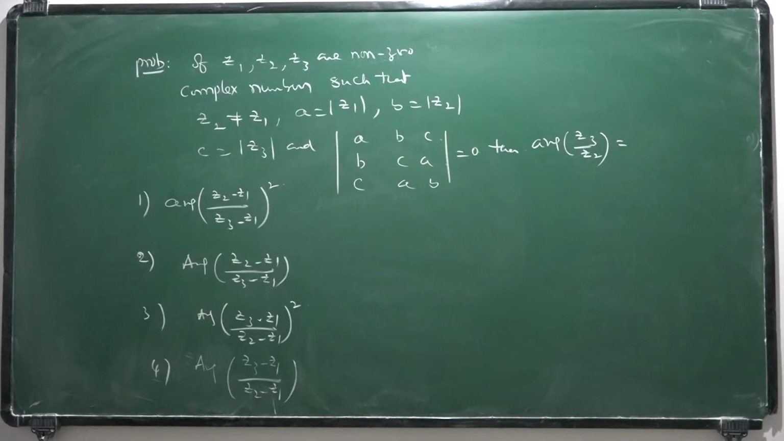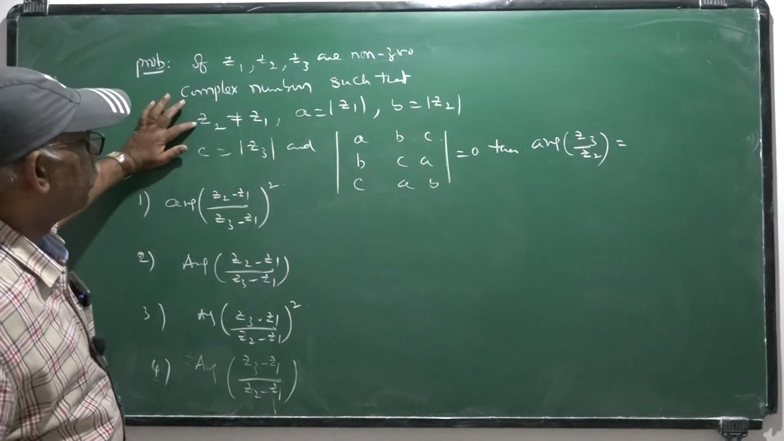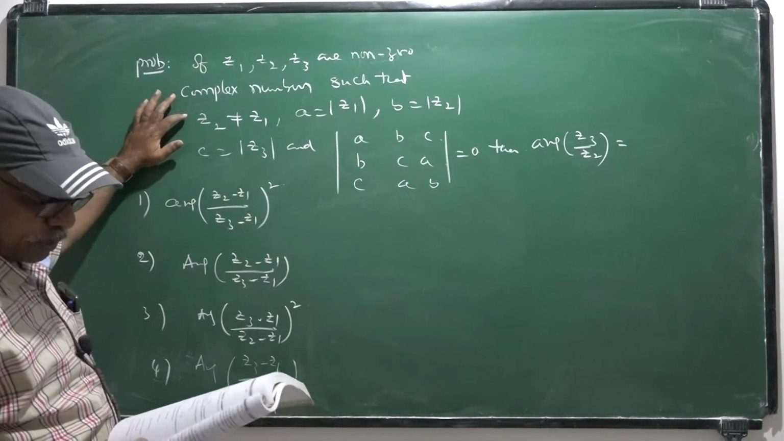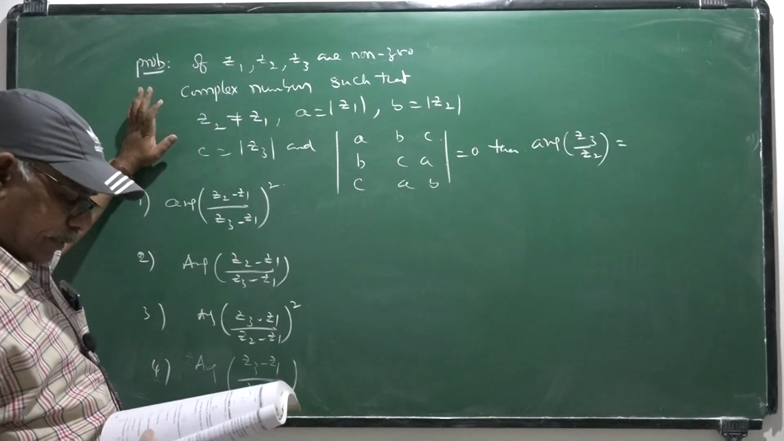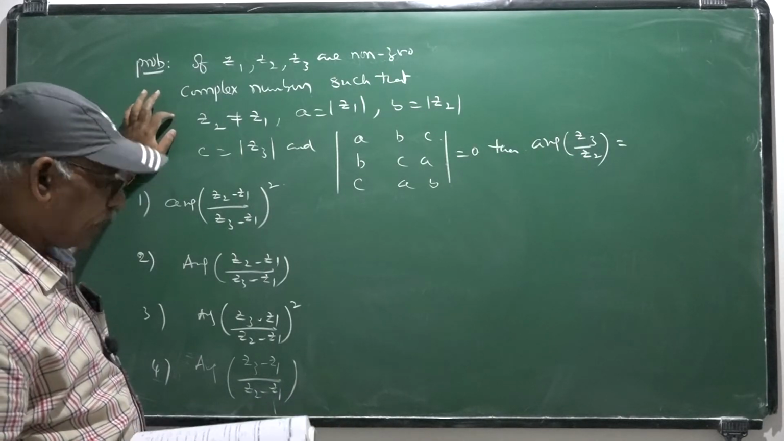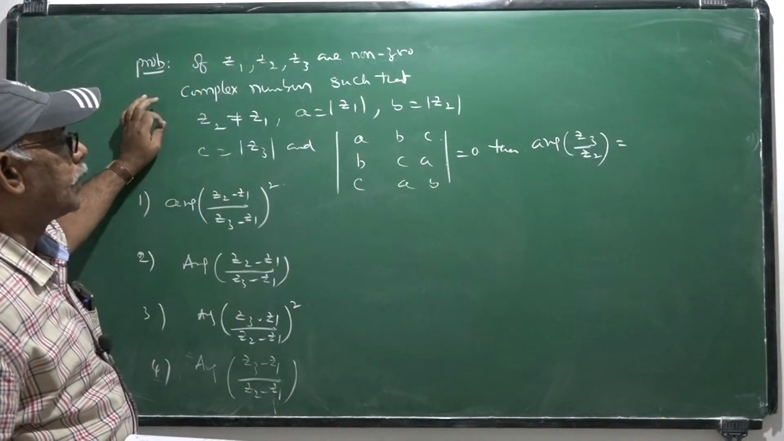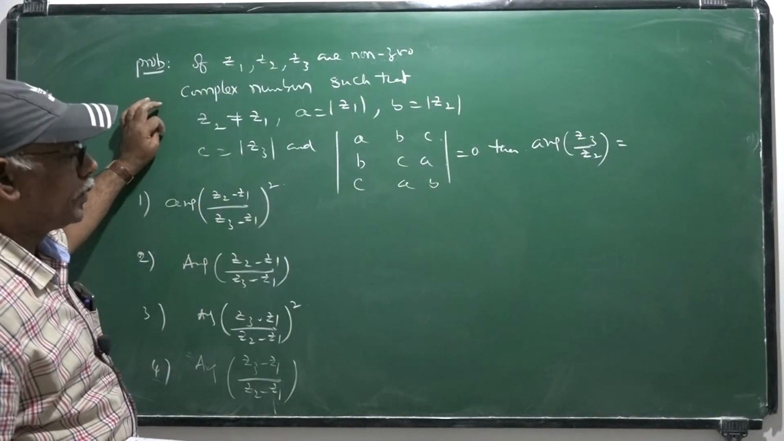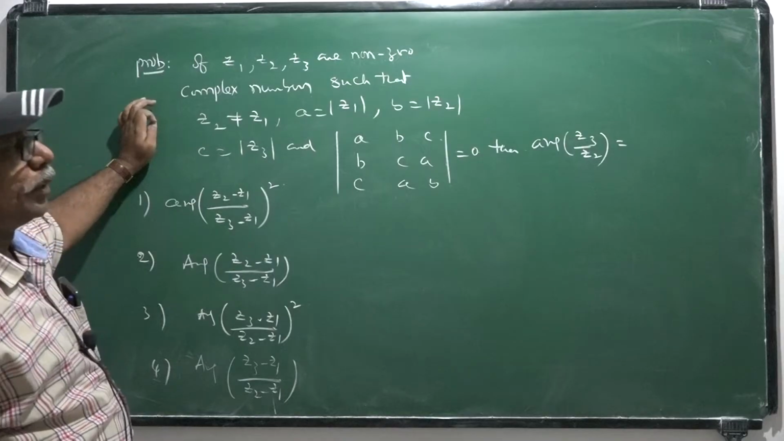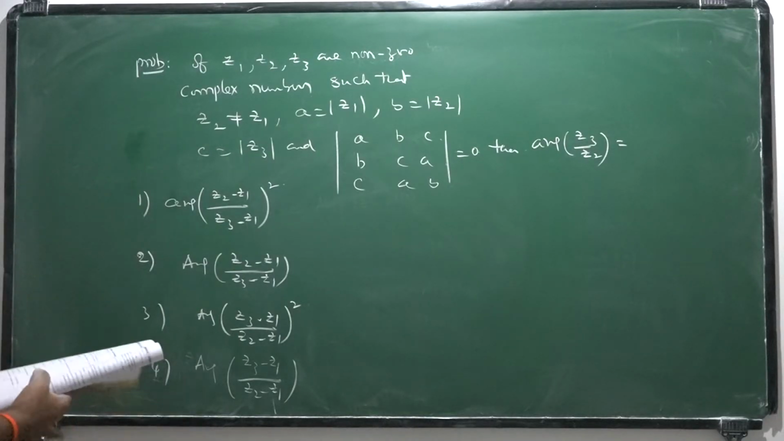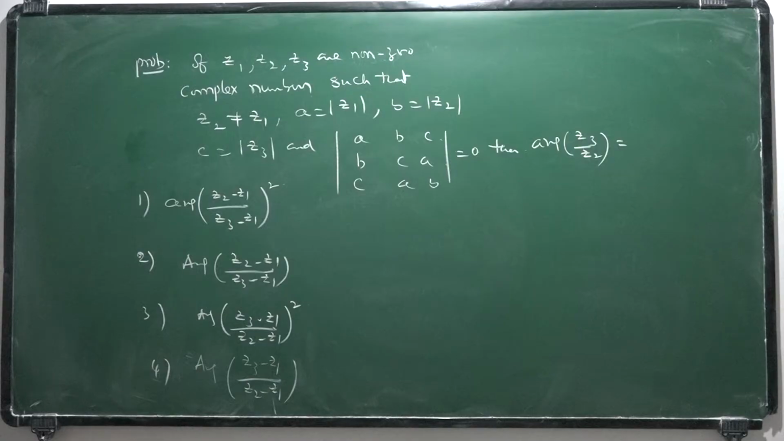Z1, Z2, Z3 are non-zero complex numbers such that Z2 is not equal to Z1. Moreover, the determinant of A, B, C, B, C, A, C, A, B is 0. Then the argument of Z3 by Z2.